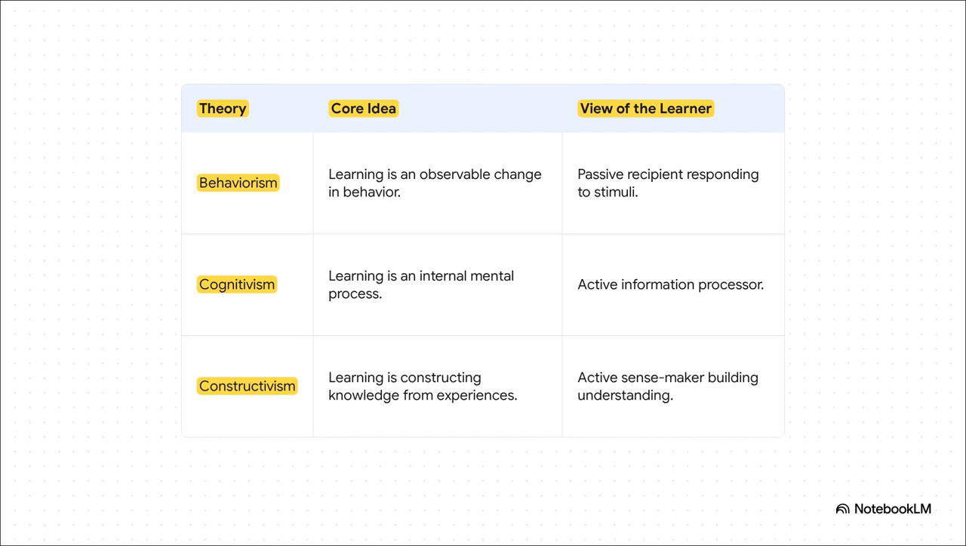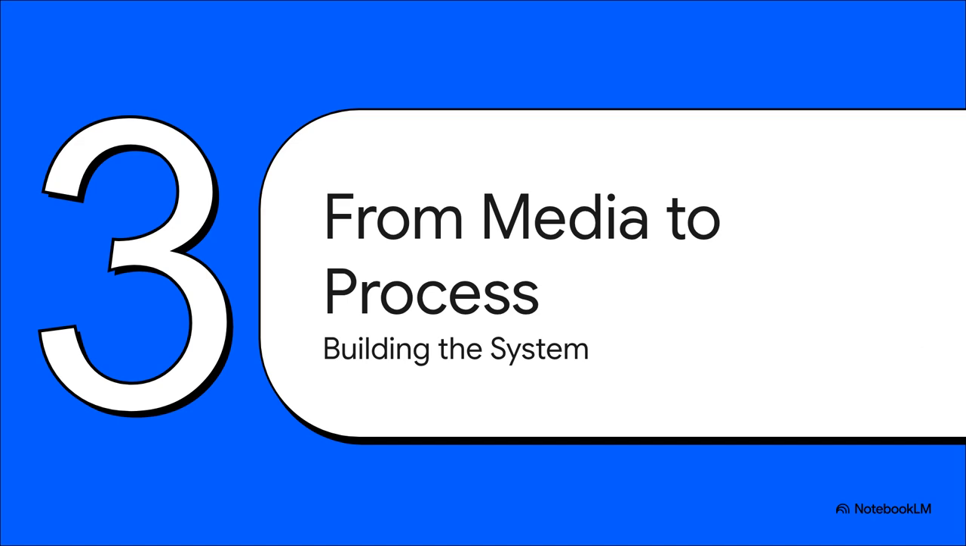First, you had behaviorism, which saw the learner as basically a passive recipient. You just respond to rewards and punishments. Then came cognitivism, which was a huge shift. It imagined the learner as an active computer, processing information. And finally, you get constructivism, which sees the learner as a builder, actively constructing their own knowledge through their experiences. So these theories really laid the groundwork for everything that followed.